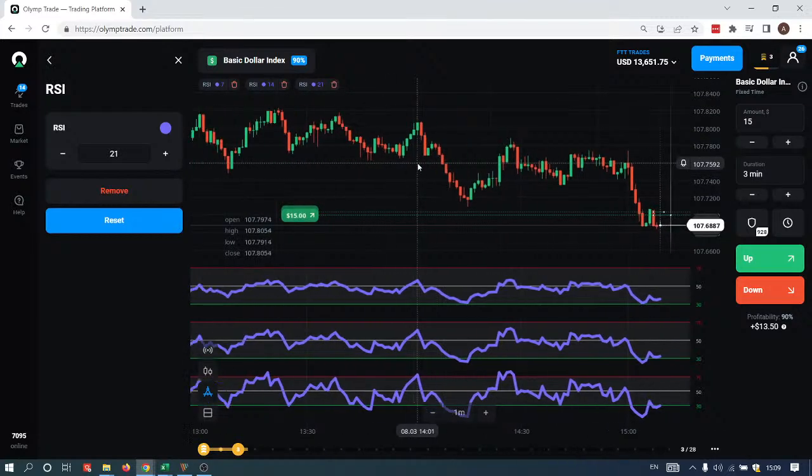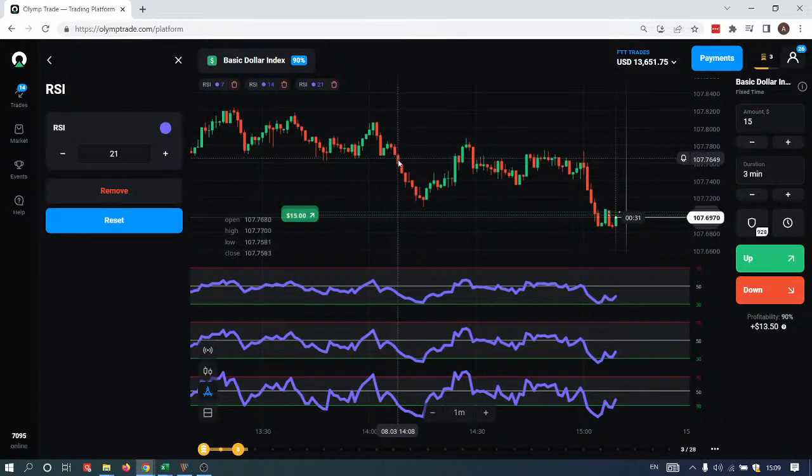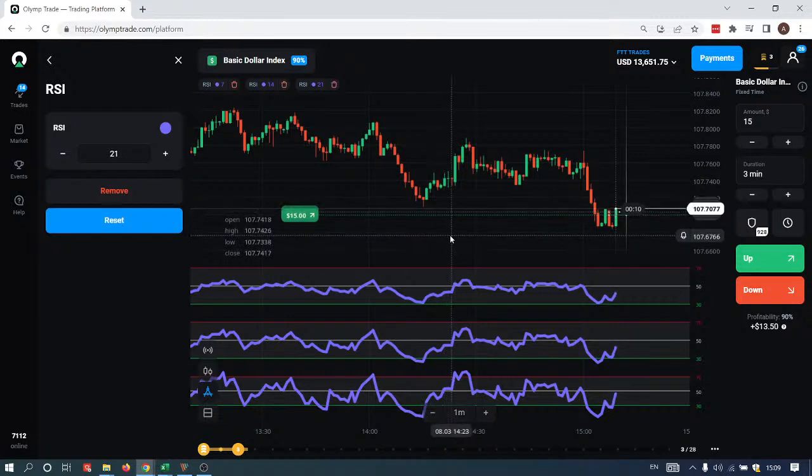Another example would be this one. That occurred about 1 hour ago, to be exact, and here price dropped relatively quickly. The price almost went below 30 on the 21 RSI and on the 14 RSI, and especially on the 7 RSI, which is the fastest one. So the price actually went below this level, and then the price bounced upwards.